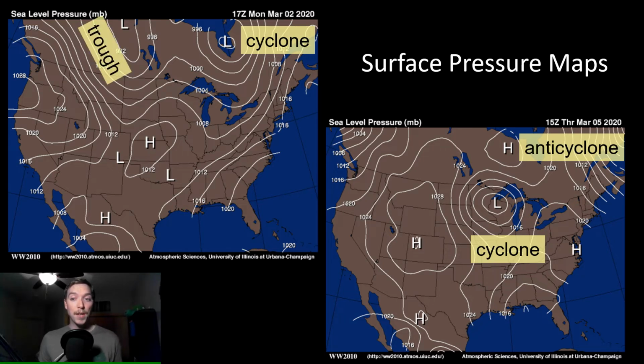Next, we see this elongate low pressure system that we call a trough. Likewise, and finally, we see this elongate high pressure system that we call a ridge. We see that here as well.